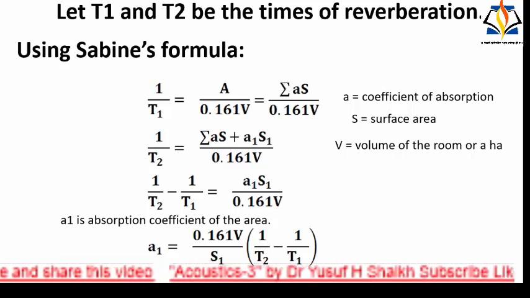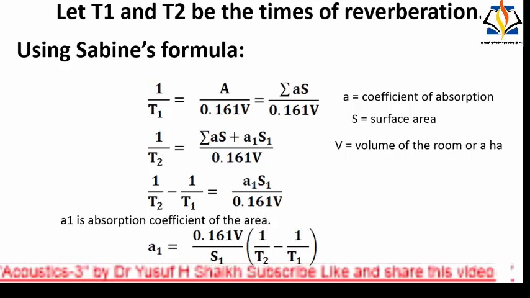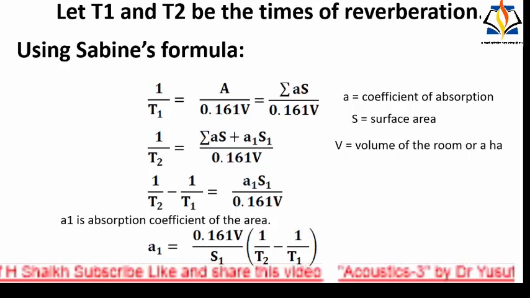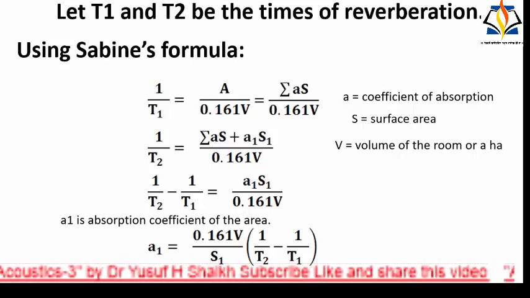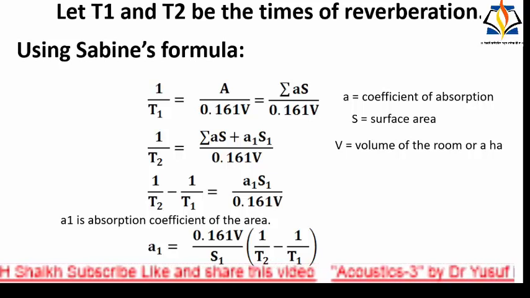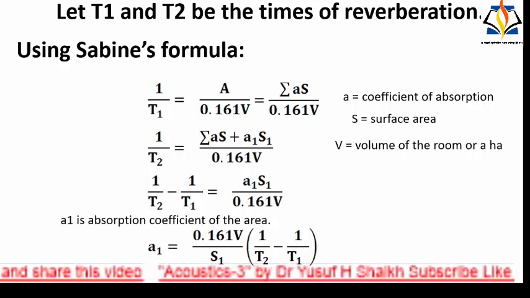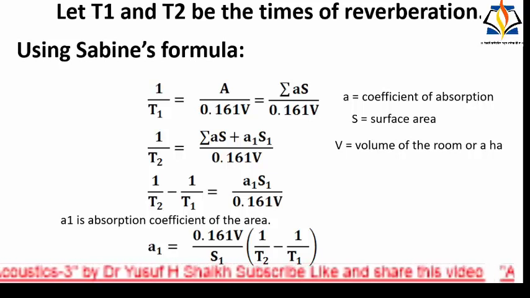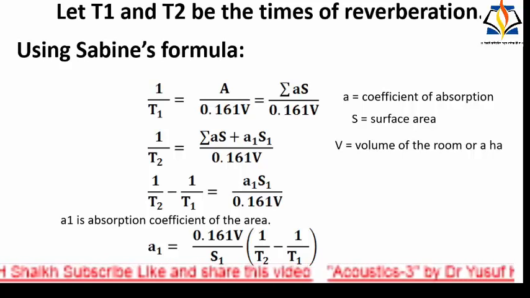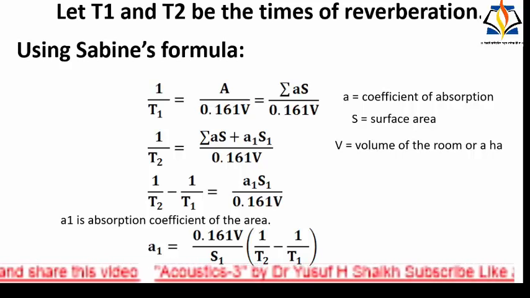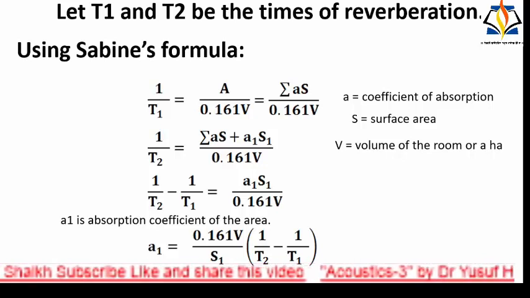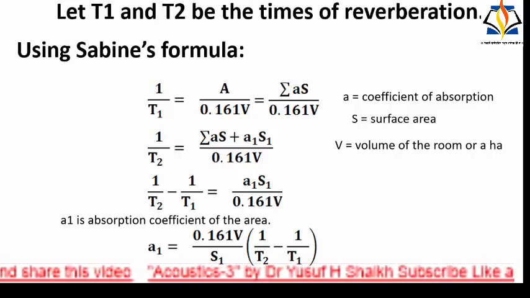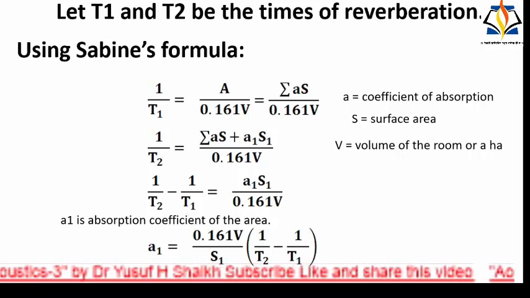So 1 upon T2 minus 1 upon T1 is equal to A1 S1 divided by 0.161 V, where A1 is the absorption coefficient of the area. Therefore A1 is equal to 0.161 V upon S1, inside the bracket 1 upon T2 minus 1 upon T1.